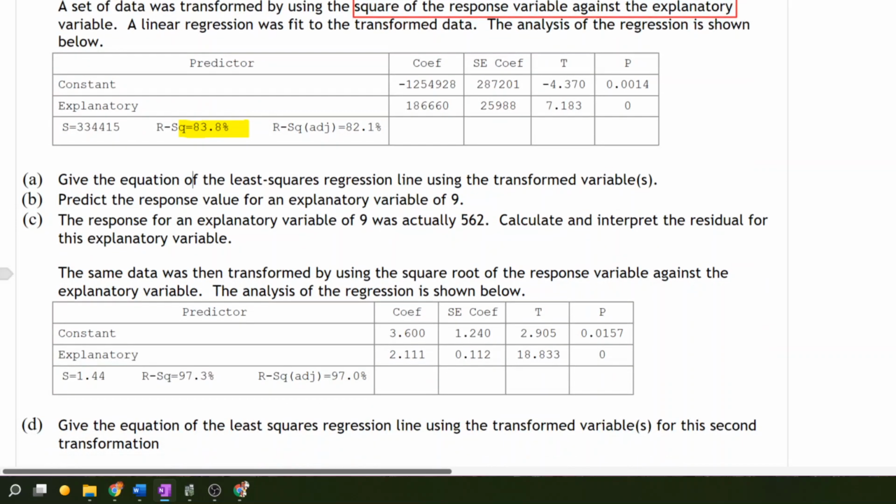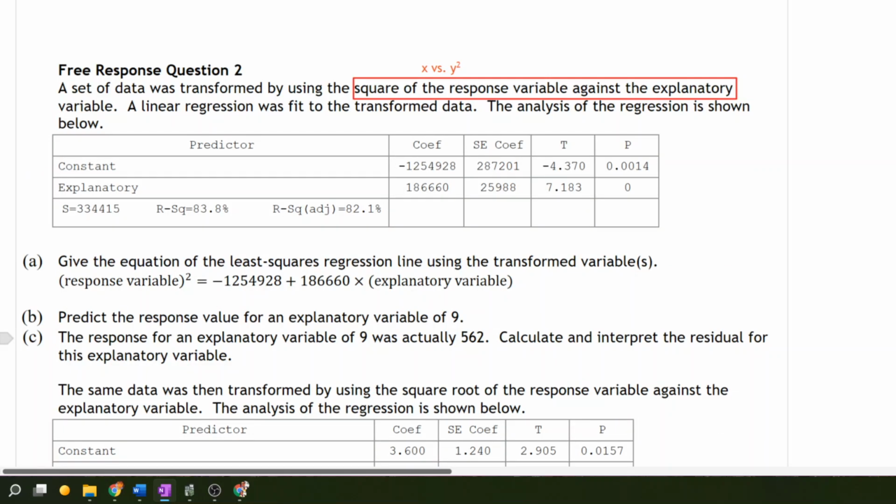All right, so that takes care of all of that. Part A says to give the equation of the least squares regression line. So we have the response variable squared is equal to negative 1,254,928 plus 186,660 multiplied by the explanatory variable. No real context is given for this one, so we're not going to worry about that.